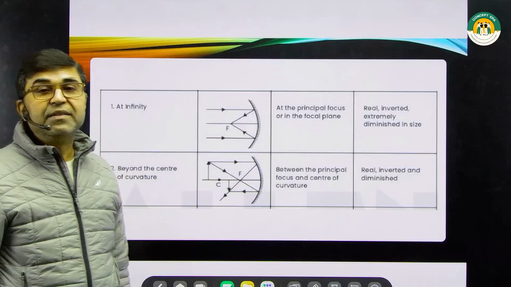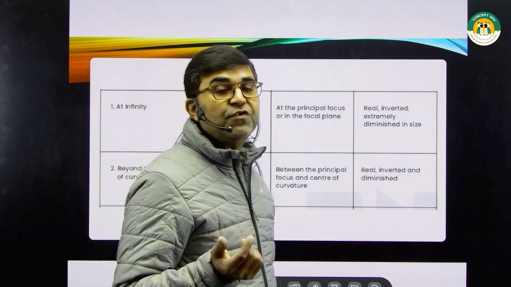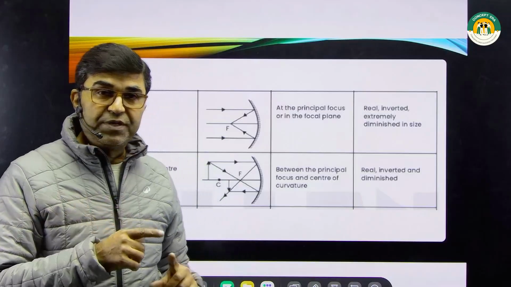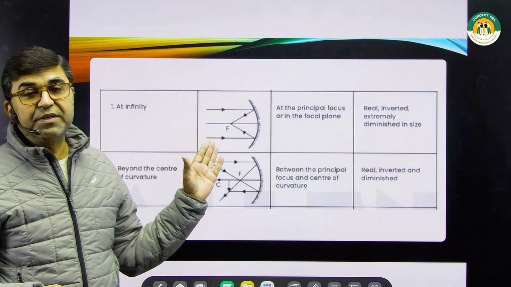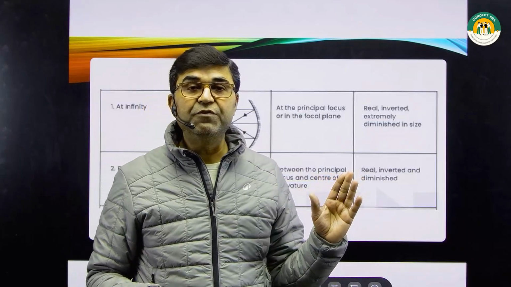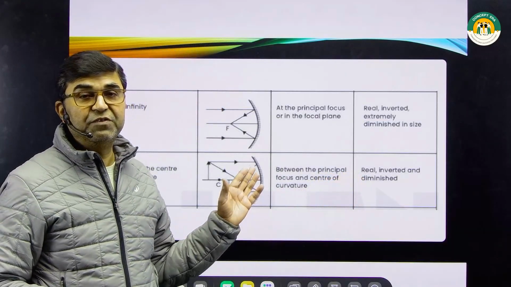Keep in mind that whenever the rays of light, after refraction or reflection, meet actually, the image will be real and inverted. But if they appear to meet or they meet virtually, then the image will be virtual and erect.